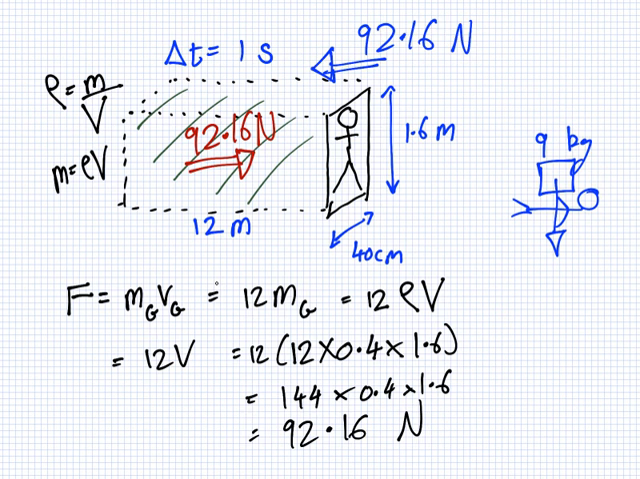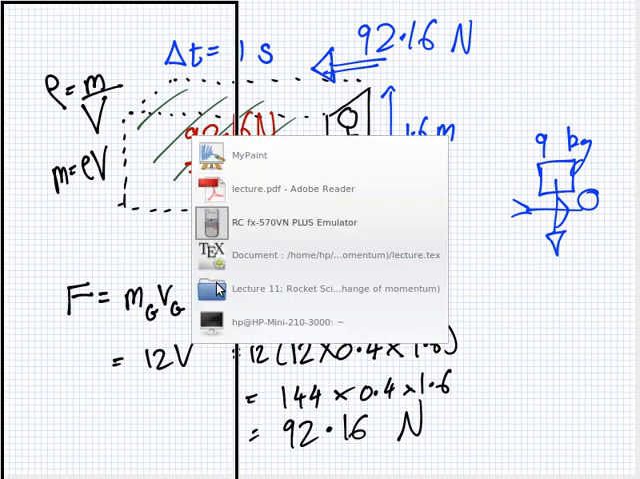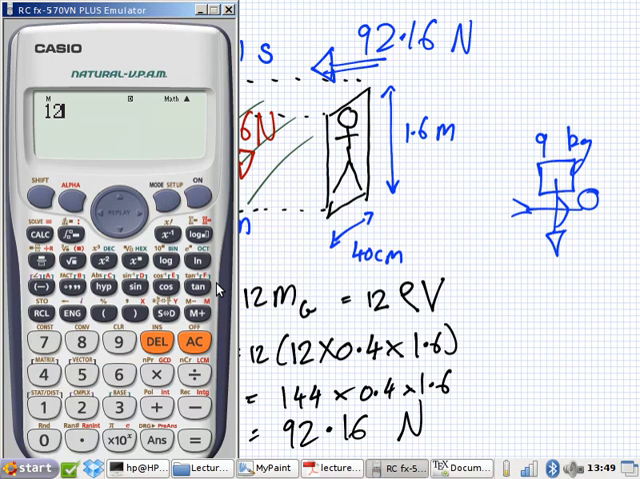12 meters per second. What's that in kilometers per hour? Let's see. 12 meters per second would be this many meters per hour. 43 kilometers per hour. That's 92 newtons of force. So we'll say roughly every 50 kilometers per hour of wind is about 100 newtons of force.